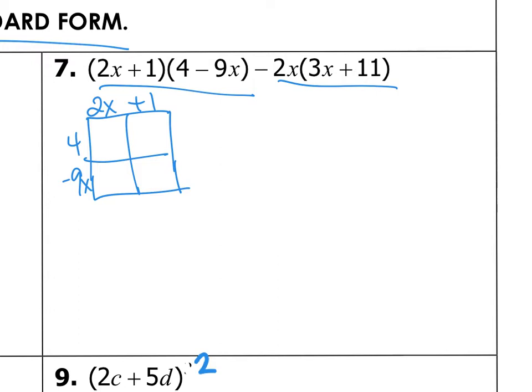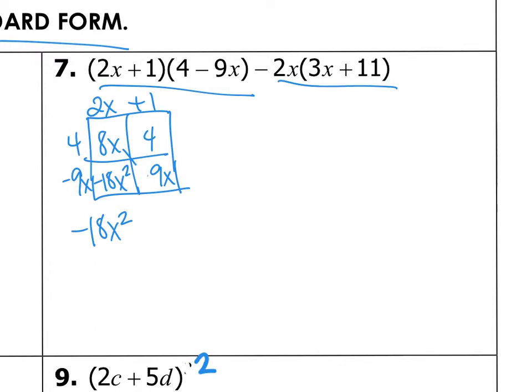And then I'm going to multiply it out. 4 times 2x is 8x. 4 times 1 is 4. Negative 9x times 2x is negative 18x squared. Negative 9x times 1 is negative 9x. Now this one's a little out of order, so our x squared term is here, so we're going to write down negative 18x squared. These two are my like terms.